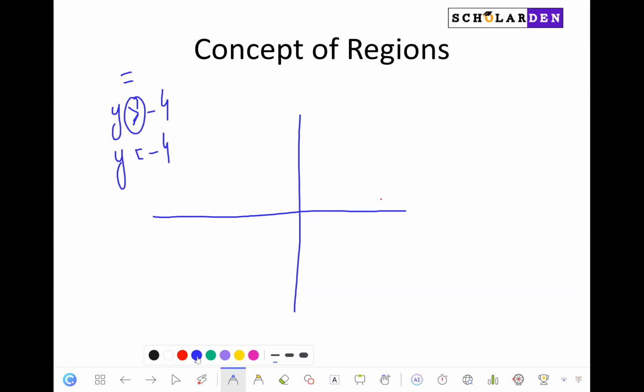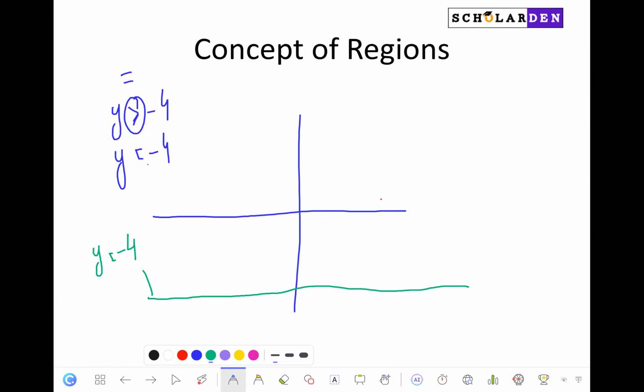Okay, and let's first draw this line. Where is y is equal to -4 going to be? It's going to be below the origin and it's going to be parallel to the x-axis. So it's going to go something like this. This is your y is equal to -4 line. So this line we have drawn, and what is the significance of this line? This line represents the boundary of the region.